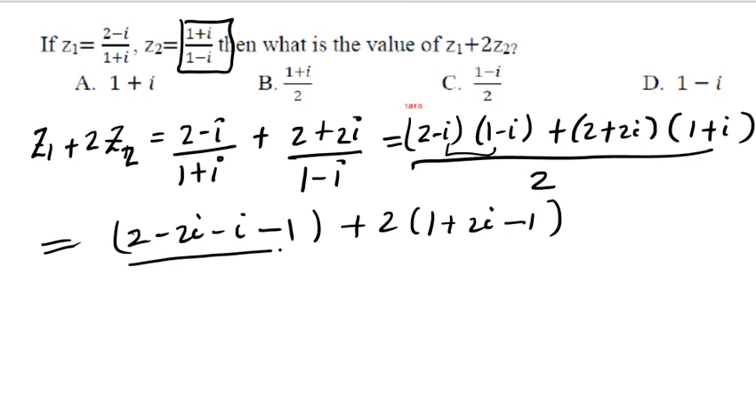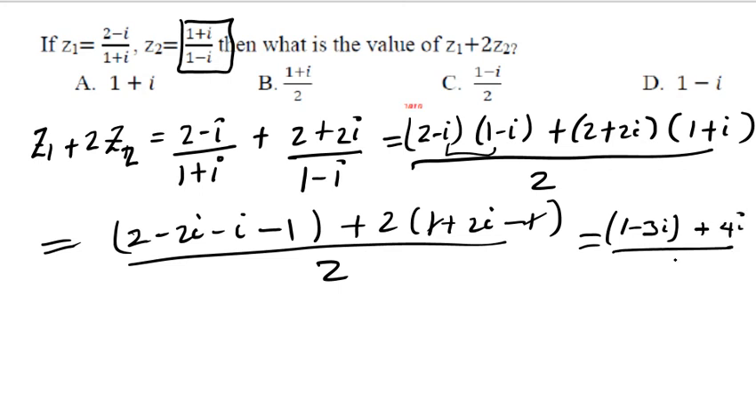Hopefully you know how to multiply here. It's like expansion, so you can expand and you can get this result. So this is going to be the first bracket, 2 minus 1 will be 1 minus 3i, then plus the second bracket, this negative 1 and 1 left, so 2 times 2i will be just 4i remaining, the whole over 2.